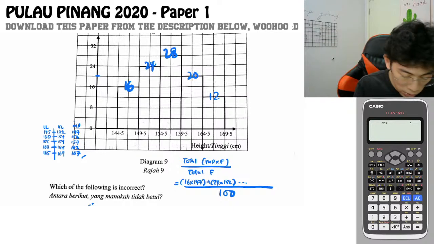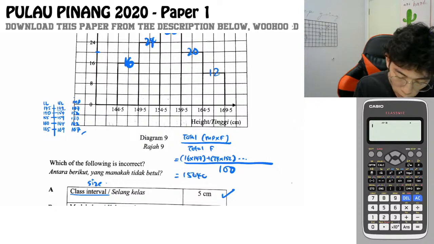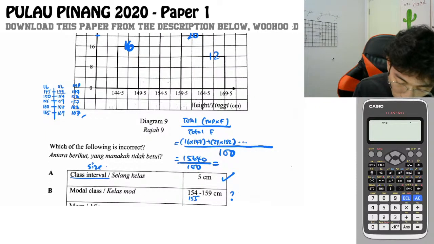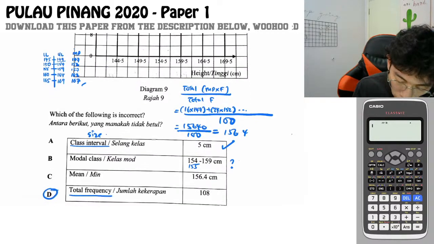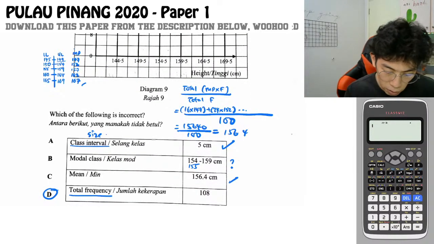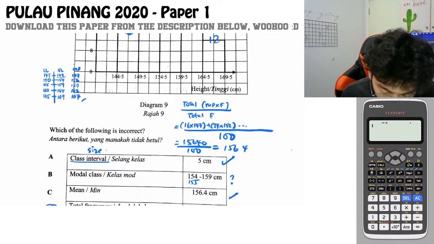That's why I say I take a bit of time, because I'm going to prove it to you. So 24 times 152, times 157 and 28, and then 162 times 20, and then 167 times 12. Then, suppose I write first, I'm scared I do an error, divide by 100, so 156.4. So is that your answer? Yeah, correct. The funny thing is the B model class, let me check it nicely first.